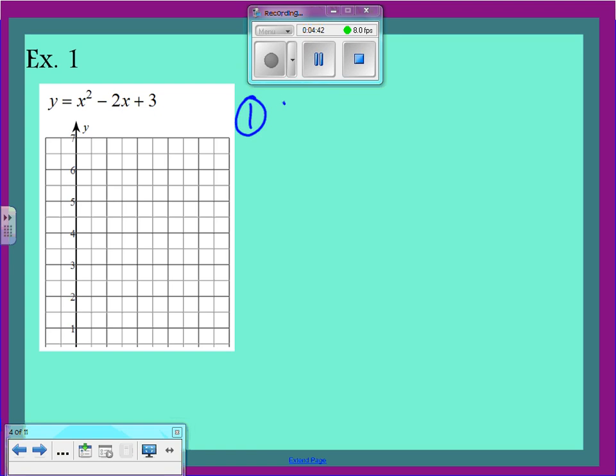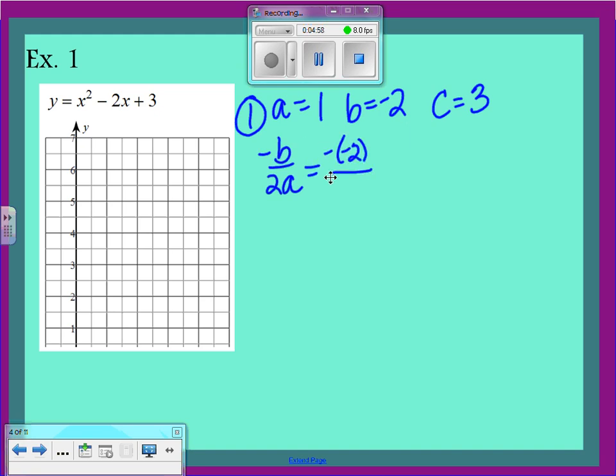So before I do that, I'm going to list out the a value, which is 1. The b value is negative 2. And the c value is equal to 3. So the vertex is negative b over 2a. So let's go ahead and list that. So I have a negative and a negative. And I've got 2 multiplied by 1. So now I'm at a positive 2 over 2, which just simply equals 1.